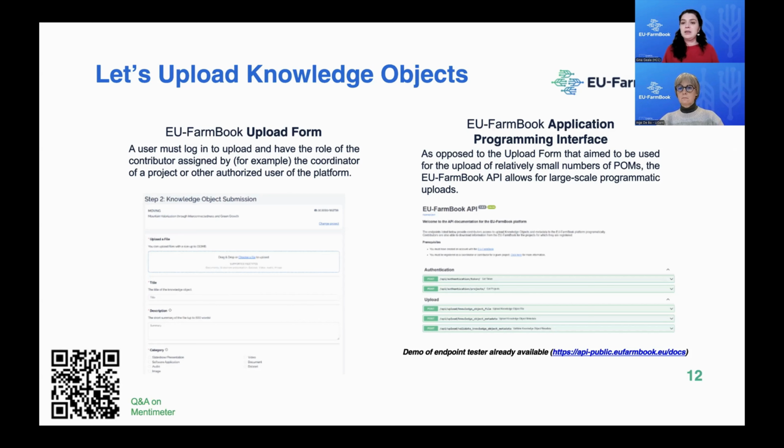part is the EU-FarmBook application programming interface. As opposed to the upload form that aimed to be used for the upload of relatively small numbers of POMs, the EU-FarmBook API allows for large-scale programmatic uploads. We can connect platforms, between already existing platforms to the EU-FarmBook, and we can also have bulk knowledge objects added to the platform. The demo of the endpoint tester is already available.